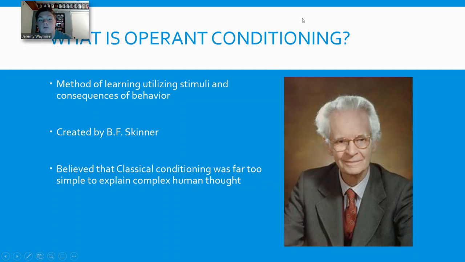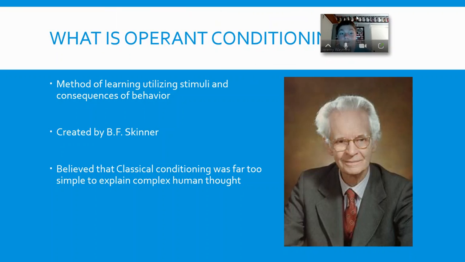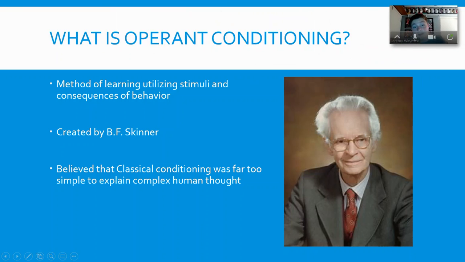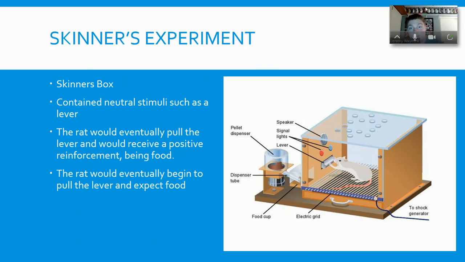So, what is operant conditioning? Well, operant conditioning is a method of learning utilizing stimuli and the consequences of behavior. It was created by a man named B.F. Skinner. He took the idea of classical conditioning, but he didn't like it that much. He thought it was too simple. It didn't fully encapsulate how human beings thought. So he decided to come up with his own idea, which he would call operant conditioning.